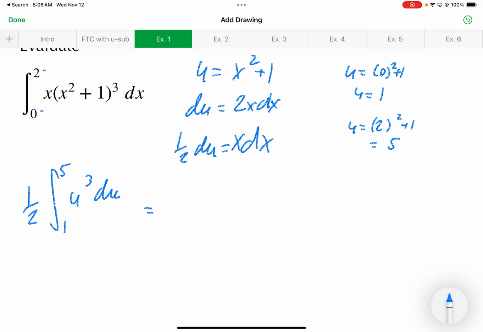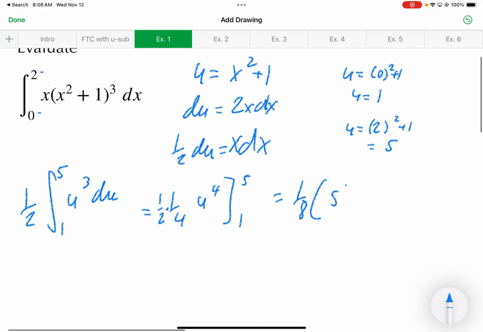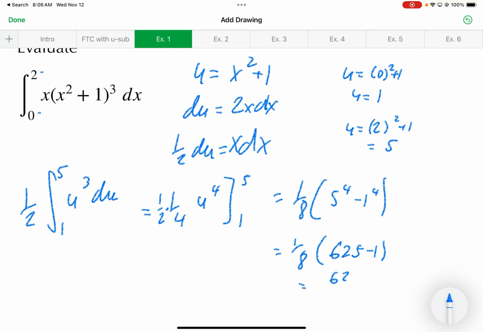All right, so then we get 1/4 times the half that's already there, and then u to the 4th power evaluated from 1 to 5. And then we just need to evaluate. So 1/8, and then we would have 5 to the 4th minus 1 to the 4th. All right, 5 to the 4th, 625? Yeah, 25 squared, and then minus 1. So 624 over 8.